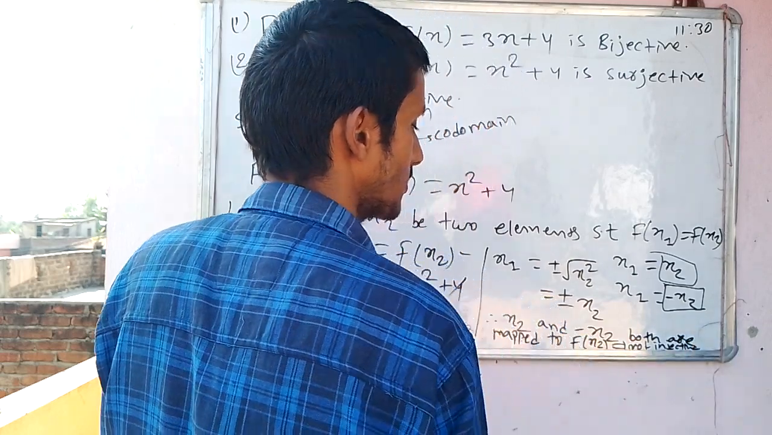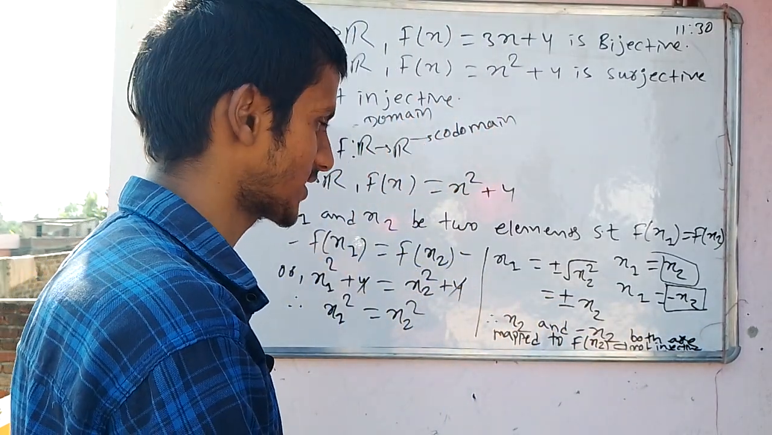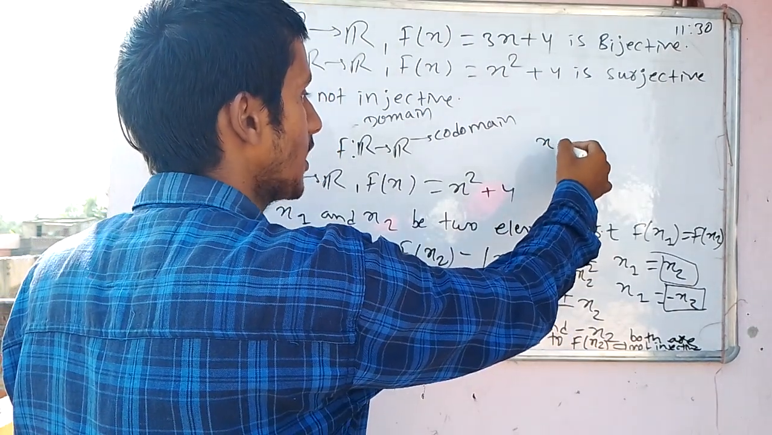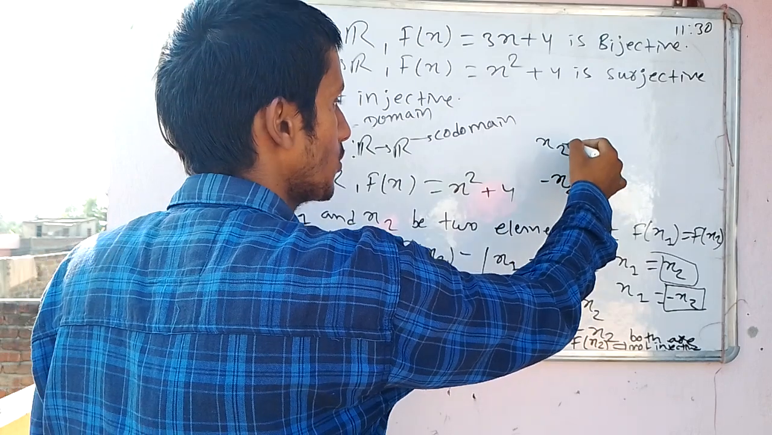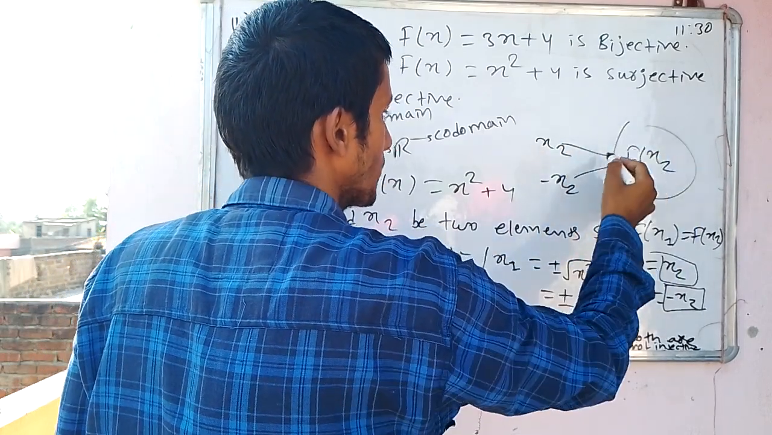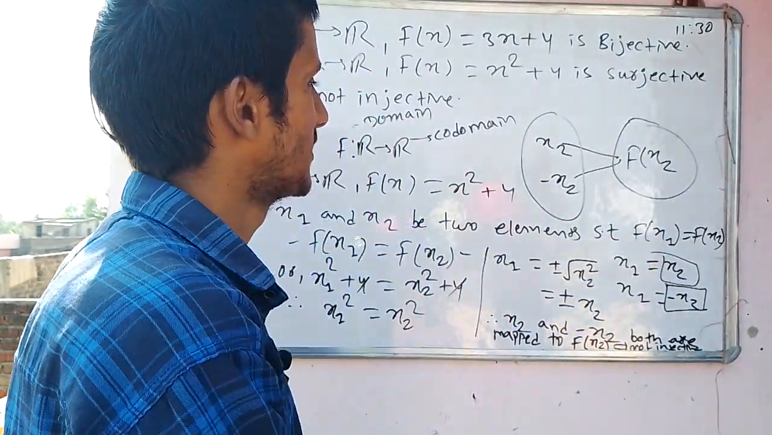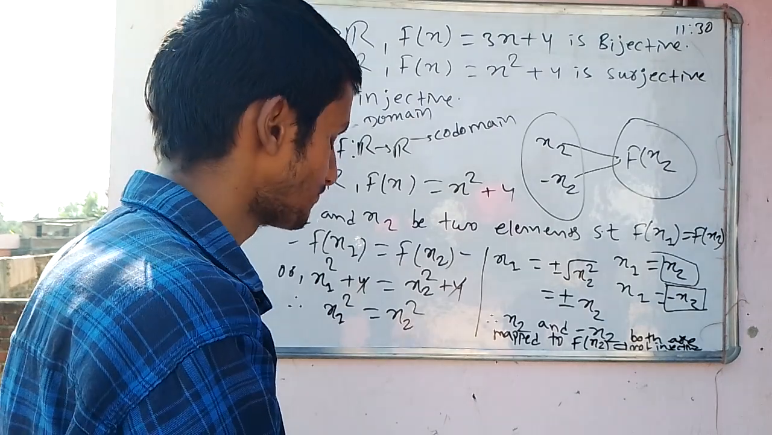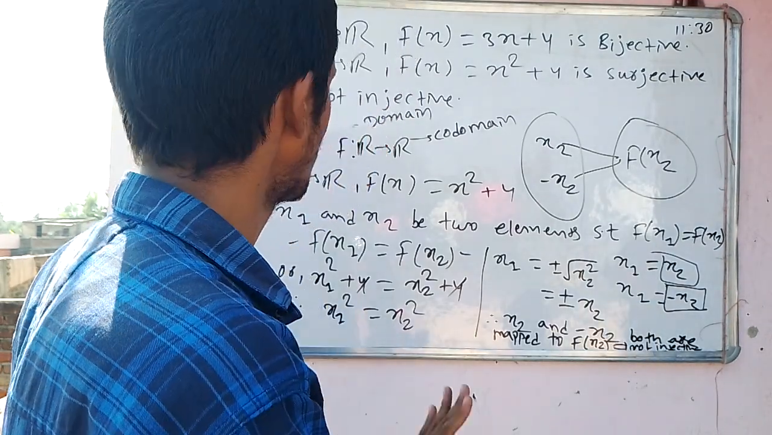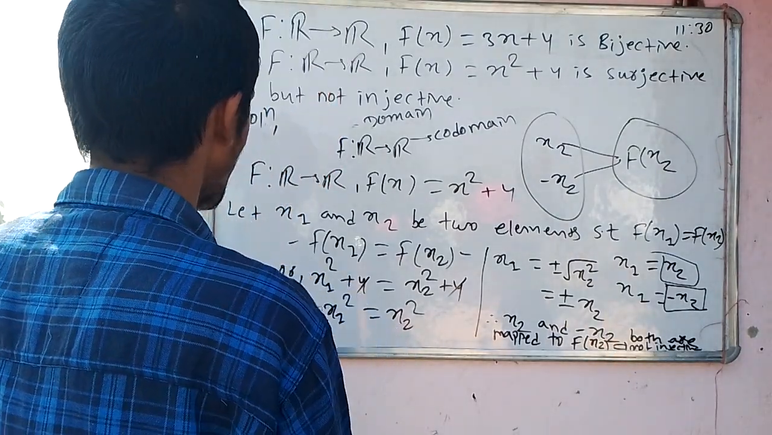The function is not injective, because it is not one-to-one. Two inputs here, x2 and minus x2, both map to the same thing, f of x2. That's the reason this is not injective, but it is surjective. Why is it surjective? Let me show you that.